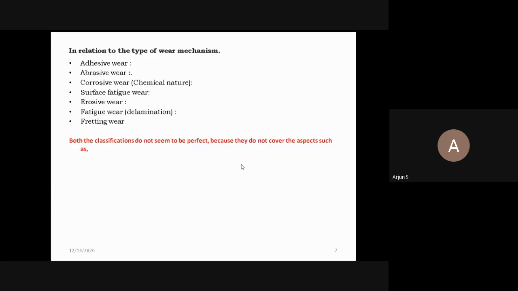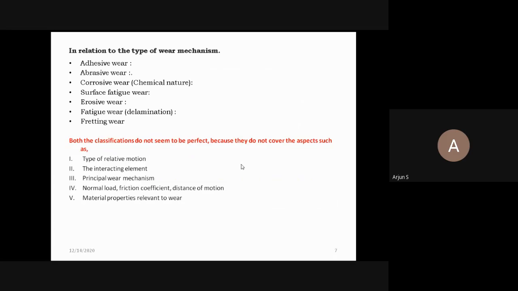These are the different types of wear, and both these classifications do not seem to be perfect because they do not cover aspects such as the type of relative motion and the interacting element, the principle of wear mechanism, normal load, friction coefficient, distance of motion, material properties relevant to wear rate, and appearance of the worn surfaces.